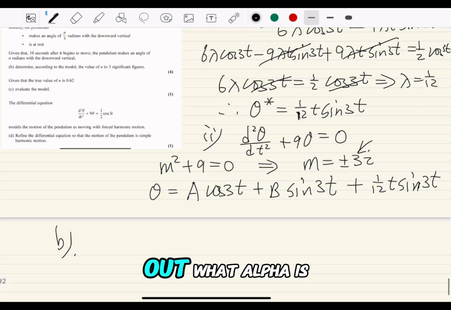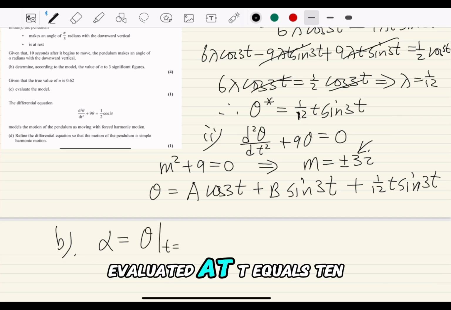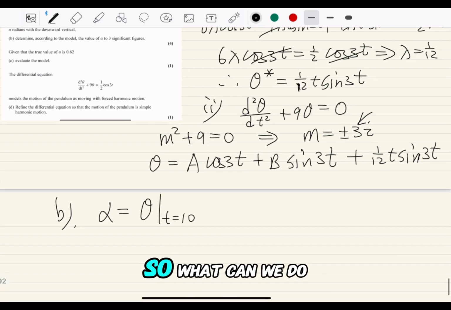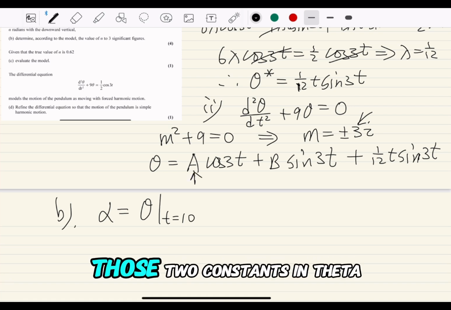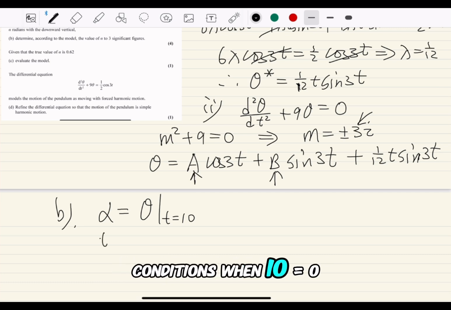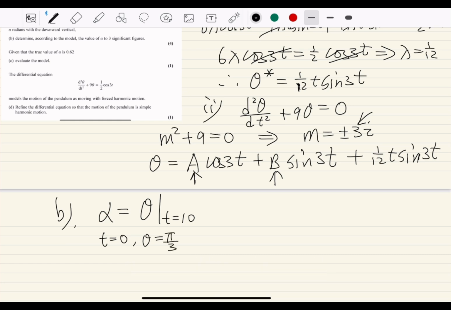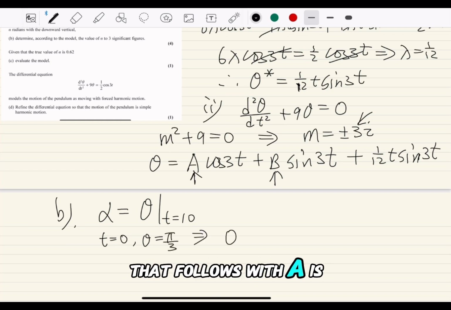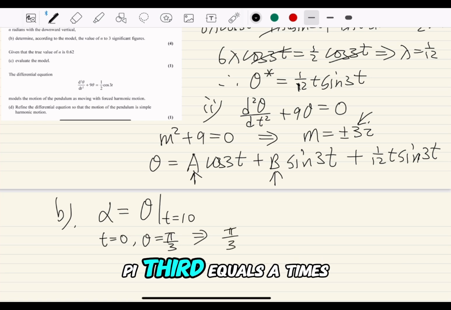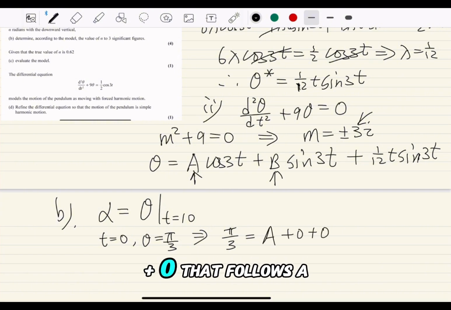So we need to find out what alpha is. Alpha is theta evaluated at t equals 10. What can we do? We first need to determine the two constants in theta. Using the two initial conditions, when t equals 0, theta equals pi over 3, so pi over 3 equals a times cosine 0, which is just a, and sine 0 is 0, so we add 0 plus 0. That gives a equals pi over 3.